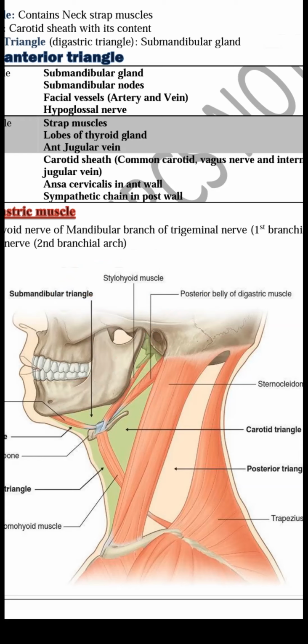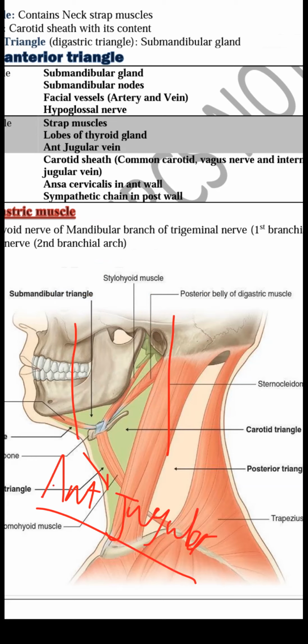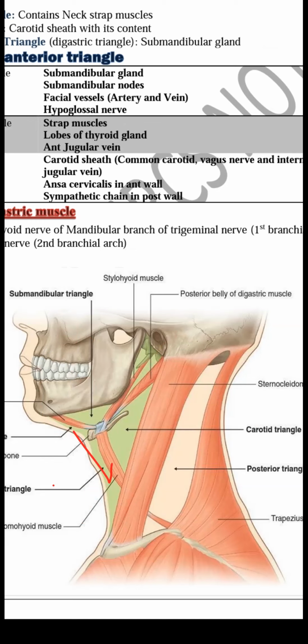Here I have the contents of this triangle. They are strap muscles. What else? You have anterior jugular vein, which is found subplatysmal on both sides of the midline, related to the strap muscles. Then also a very important structure: the lobes of the thyroid gland. Both lobes are found within both muscular triangles. So the contents of the muscular triangle are strap muscles, then lobes of the thyroid gland and anterior jugular vein.